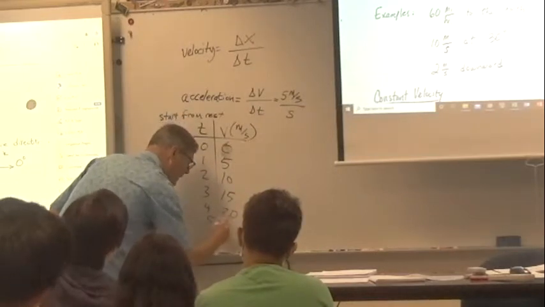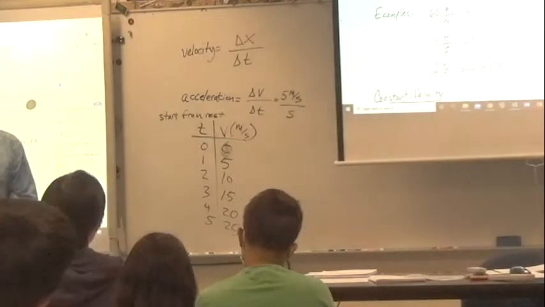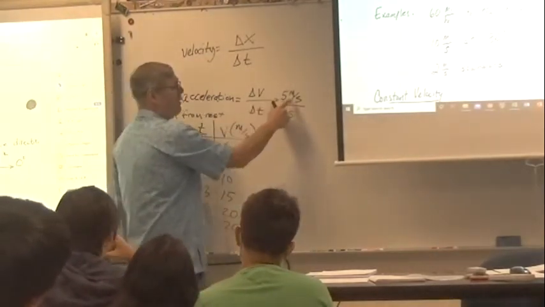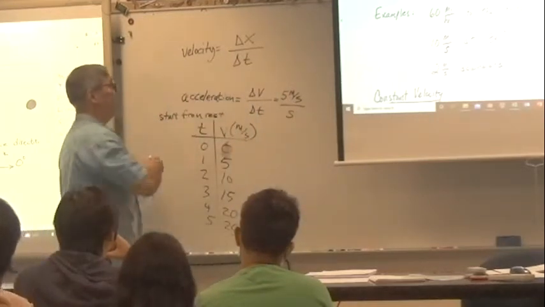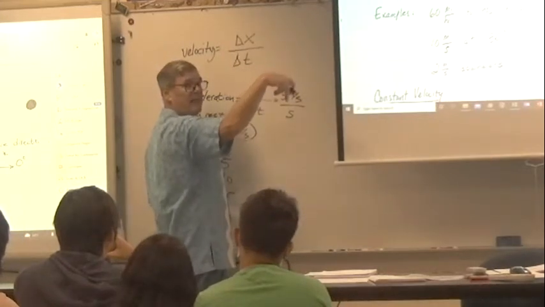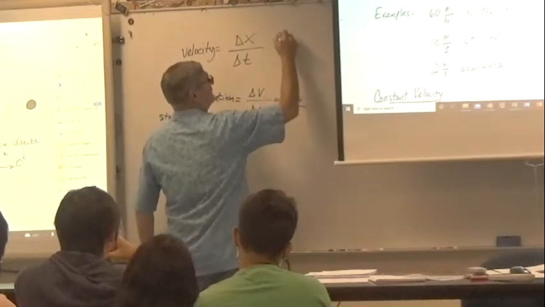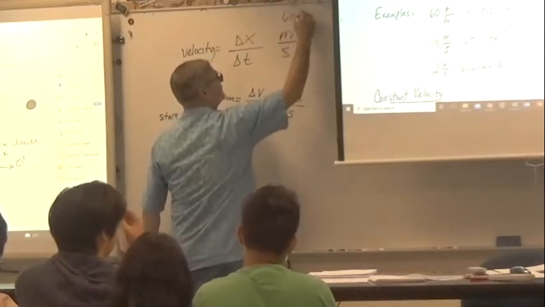Every second that goes by, my speed, or my velocity, increases by 5 meters per second. So my units of acceleration then are meters per second per second. My units of velocity: how do I measure position? I'm at position 5 meters, and later I'm at position 10 meters. So this is meters per second. These are the units.